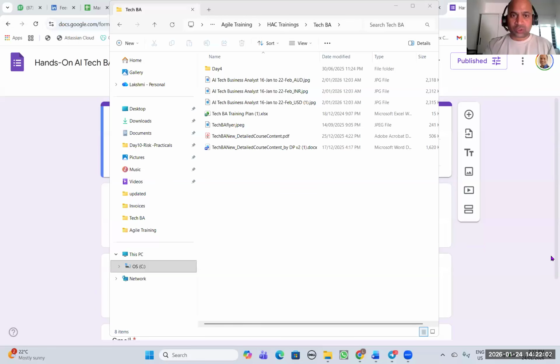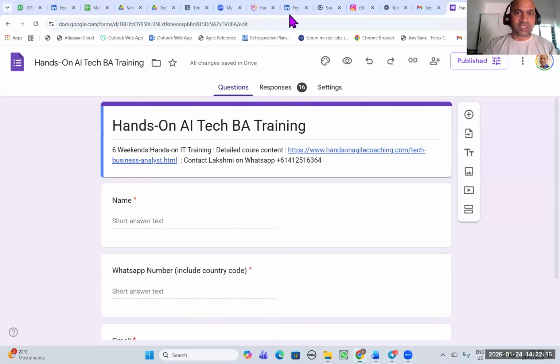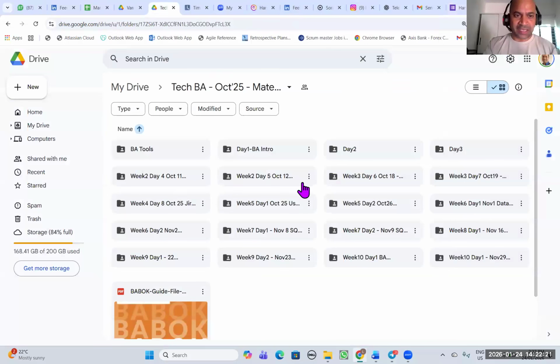So some students asked, "Hey Lakshmi, can we get this material and recording to revise and everything?" And the DP also has some AI prompts and everything. So all these things, I will be uploading in a Google Drive like this. There is a new drive I created.